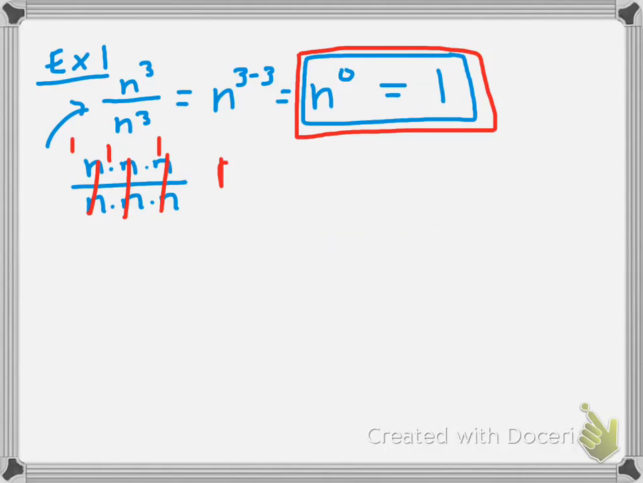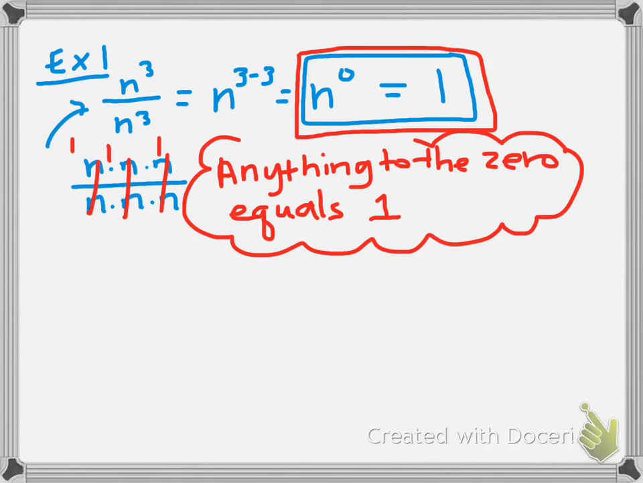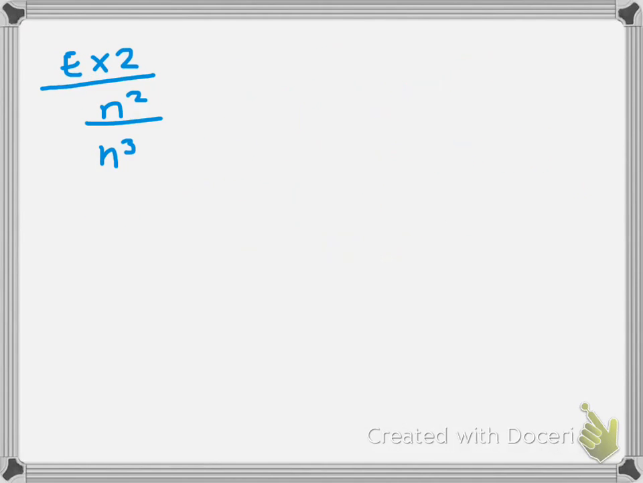So in fact, anything to the 0 power equals 1, because it's dividing the same thing by the same thing. So it's like 5 divided by 5, 10 divided by 10, a million divided by a million, n to the third divided by n to the third. That's all 1.